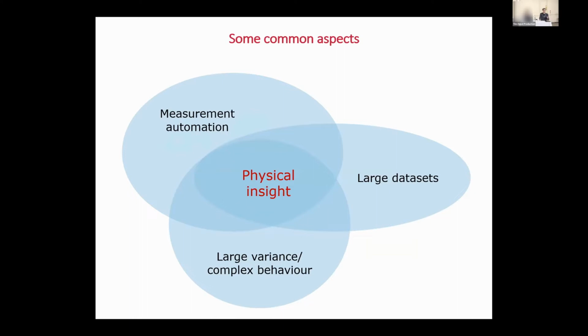Now, a lot of these experiments have certain common features, right? They are generally easily automated. So the measurement is automated. We collect large amounts of data, right? And typically the data sets that we measure contain some sort of complex behavior. They show large variance, right? And I believe that you have to combine all these to really get to profound physical insight from the data. Now, I was going to illustrate that with two examples, and then based on those, show you a hopefully interesting idea on how we deal with the problems that we encounter.